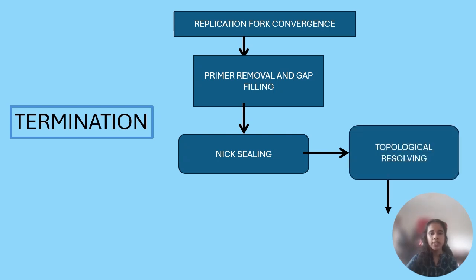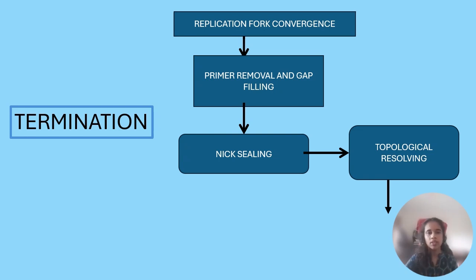The next important thing is the resolution of topological stress. When the unwinding of the parental duplex happens, it leads to the overwinding of the unreplicated DNA. So it leads to the formation of positive supercoils ahead of the fork. If too many supercoils accumulate, further unwinding becomes energetically unfavorable and the replication can stop.